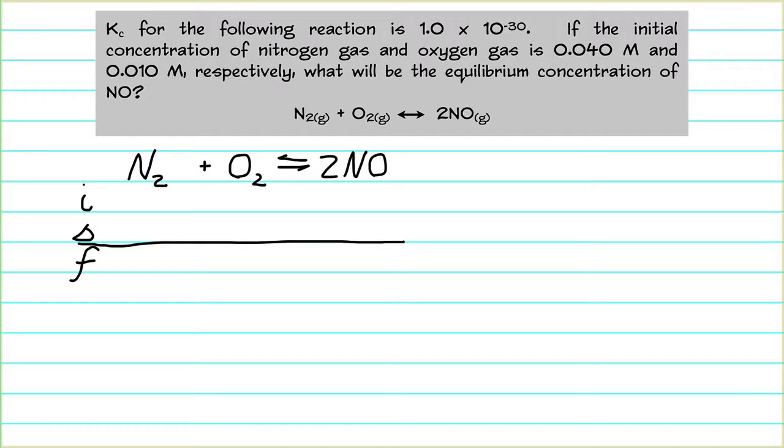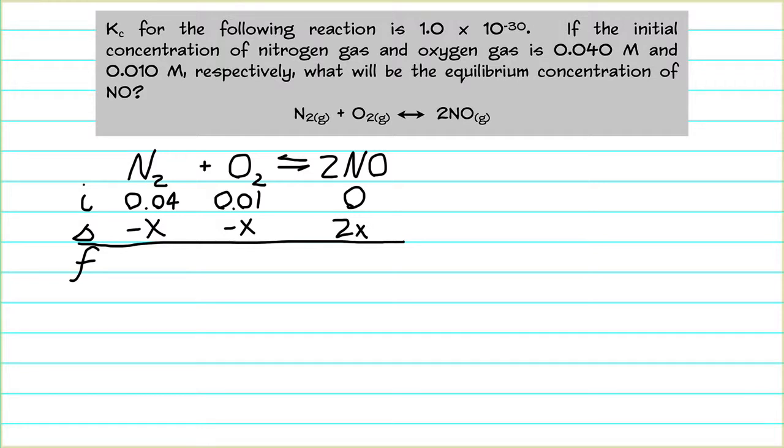We're told that we're starting out with 0.04 molar for nitrogen, 0.01 molar for oxygen, and we have nothing of the product. We're going to be taking away x from the nitrogen, taking away x from the oxygen, and then adding 2x to the product side. Your best bet is just to steal the coefficient and put that in front of your x.